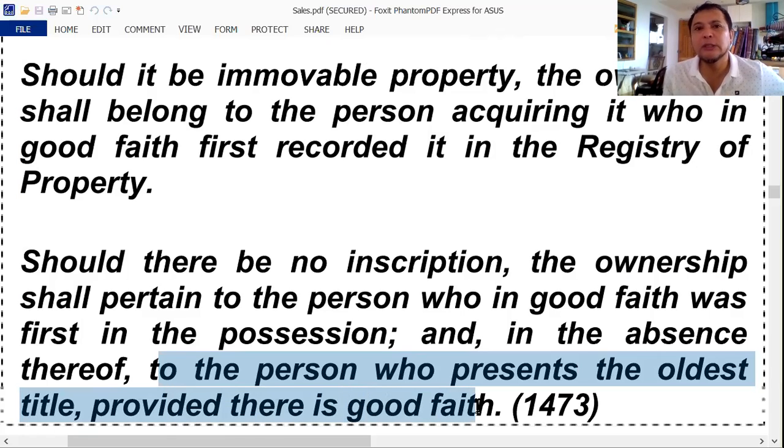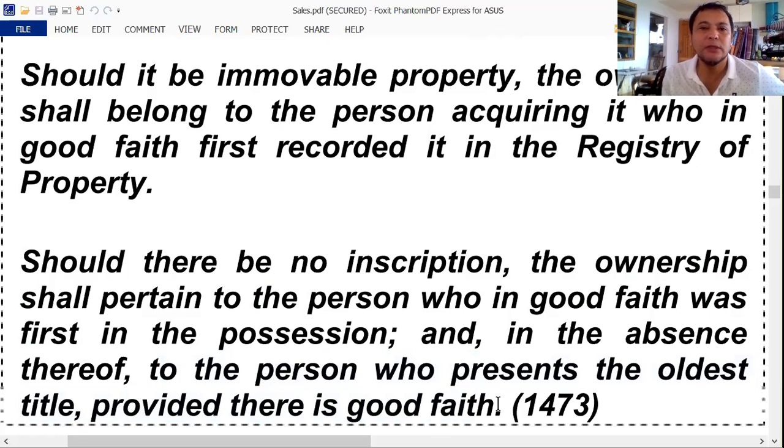Meaning it's not the title, but whoever presents a document which is the oldest, like a deed of sale which is dated the oldest, or a tax declaration which is dated the oldest. This type of documents, the deed of sale and the tax declaration, are not documents of title. Only a transfer certificate of title or original certificate of title is a document of title as to immovable property.